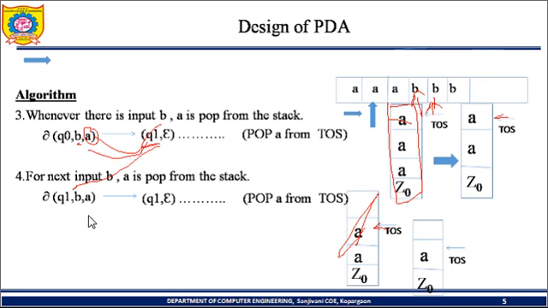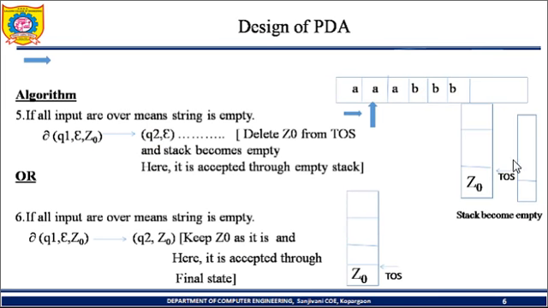Again we are going to continue with the same operation, as the input is the third B. We continue with the same state, Q1, and after receiving B, the top of the stack is again A. So we delete that A from the top of the stack, and the stack now consists of only Z0, with the top pointing to Z0. Now all inputs, 3 A's and 3 B's, are over, so the string becomes empty.